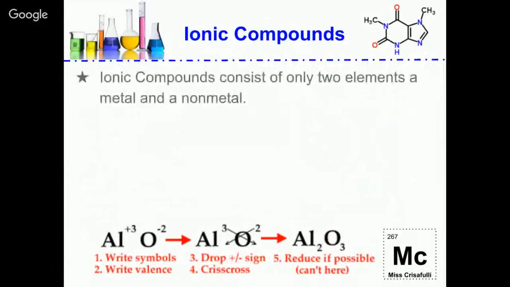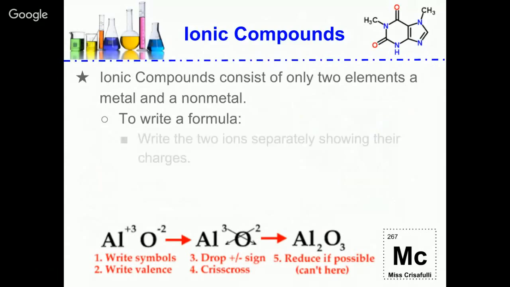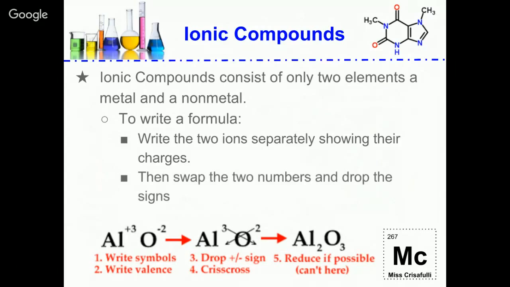Now, what about when you're writing ionic compounds and you want to write their formulas? To write a formula, the first thing you're going to do is write the two ions separately, showing what their charges are. Then you're going to swap the two numbers and drop the signs. And we call this the crisscross rule. So if we were going to write the formula for aluminum oxide, aluminum is +3, oxide is -2. We are going to drop the signs and crisscross them. So that means that it will be Al2O3. And if it can be reduced, you're going to reduce it. In this case, it can't be. So your formula for aluminum oxide is Al2O3.